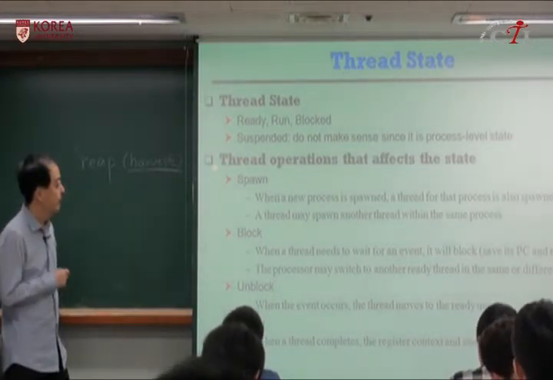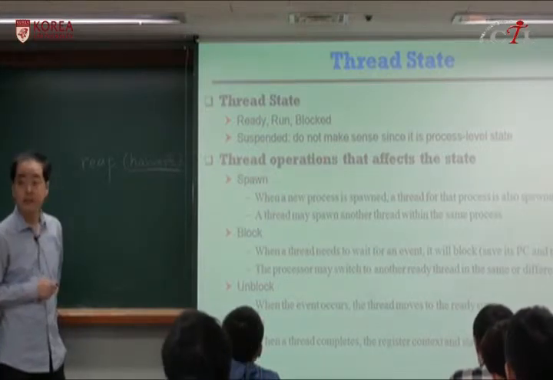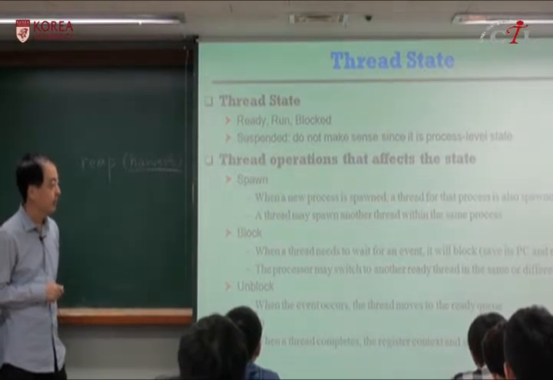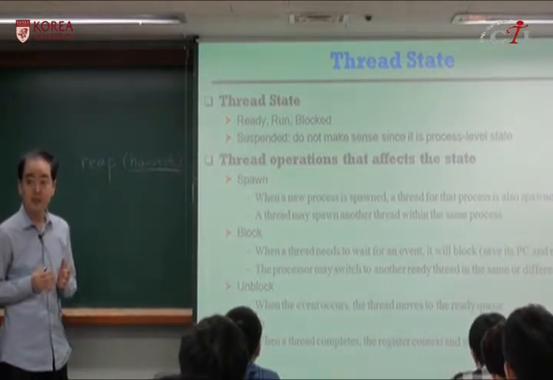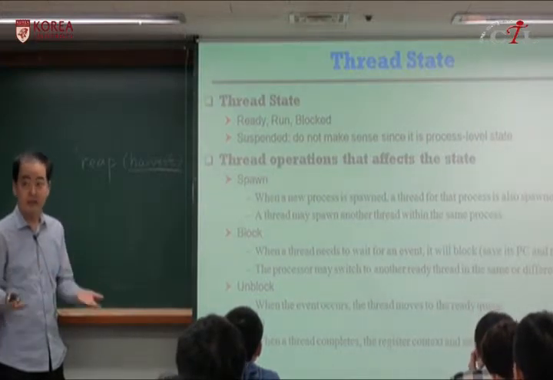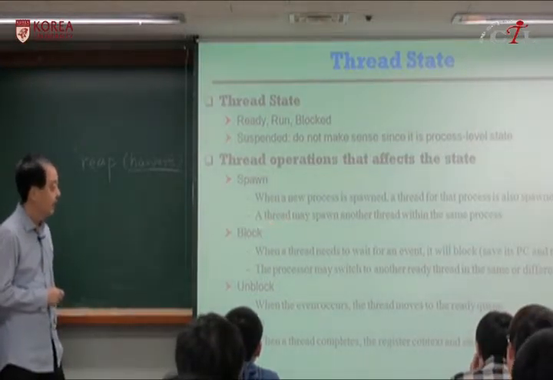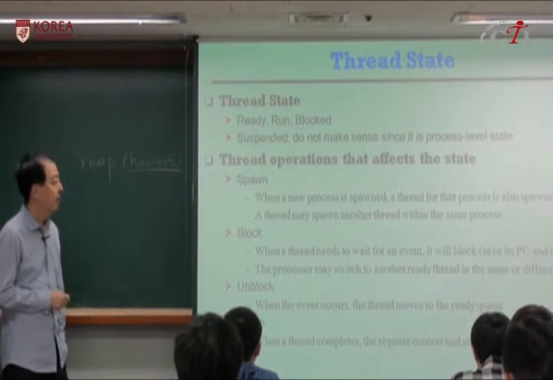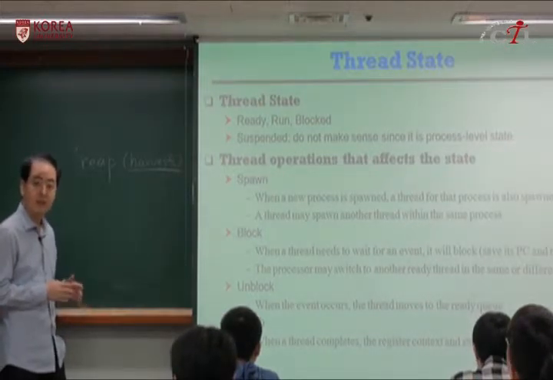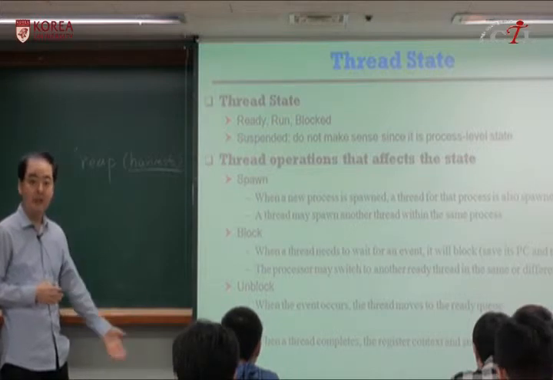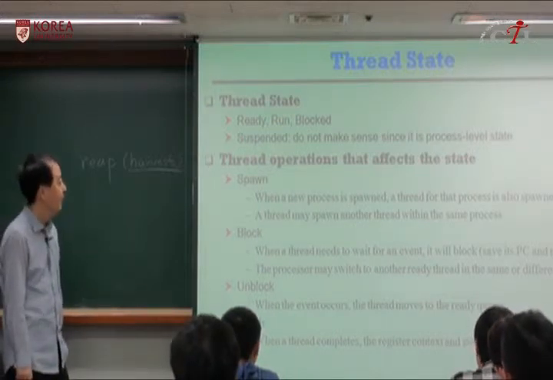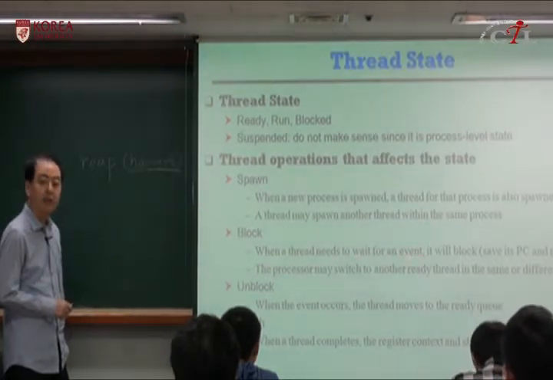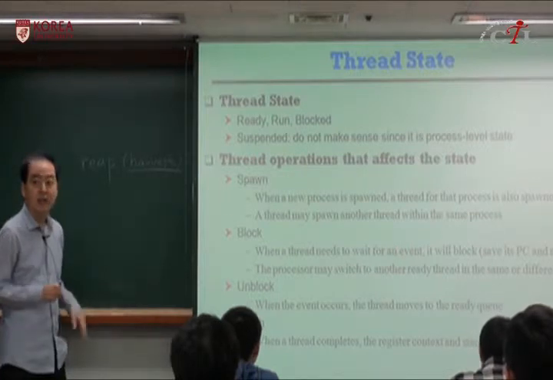Okay. These actions, thread operations, affect thread state. When a new process is spawned, a thread for that process is created if you use multi-threading. So if you create a process, a thread is created. And this thread can spawn or fork another thread, like a process before, within the same address space. So threads can now be a parent thread or a child thread. They can create or spawn a new thread. And when a thread needs to wait for an event, it will block. Block means it has to stop.